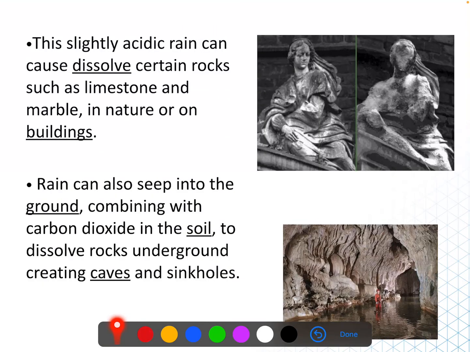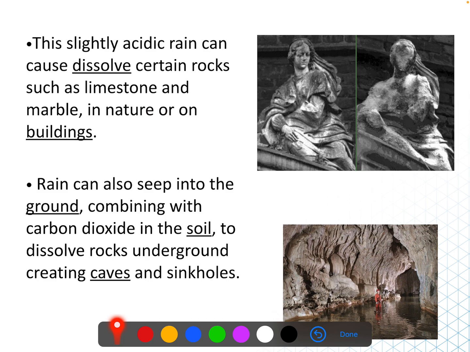This slightly acidic rain can also dissolve things like limestone and marble. Marble is just the metamorphic version of limestone, going back to our metamorphic discussion from 8th grade and maybe even 6th grade. But it can actually start to eat away at some of these organisms or some of these rocks that have calcium carbonate in them. That's thinking back to our last unit, talking about those shelled organisms or the rocks that contain limestone.